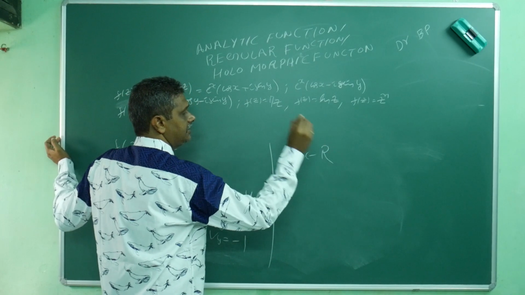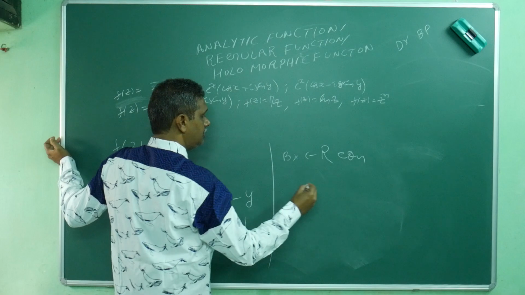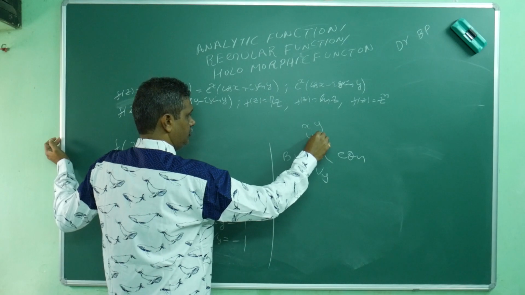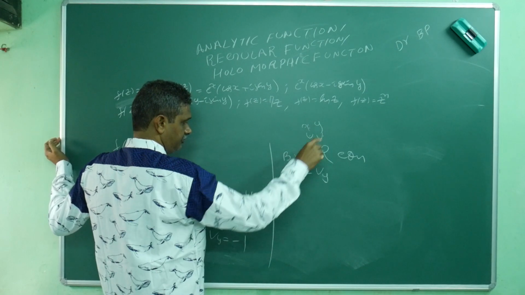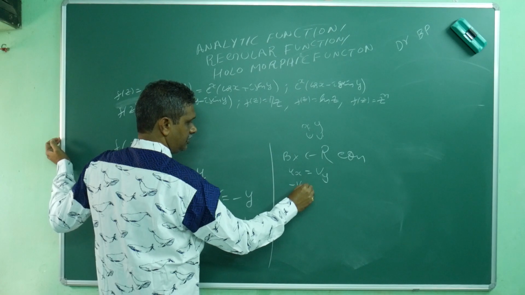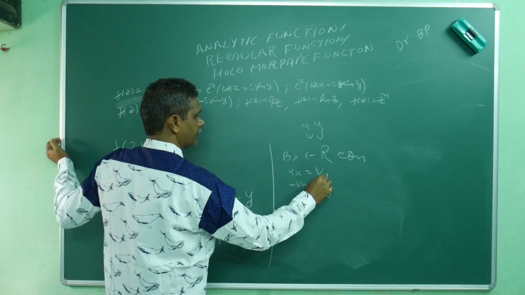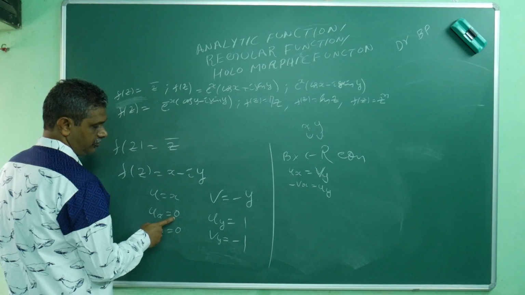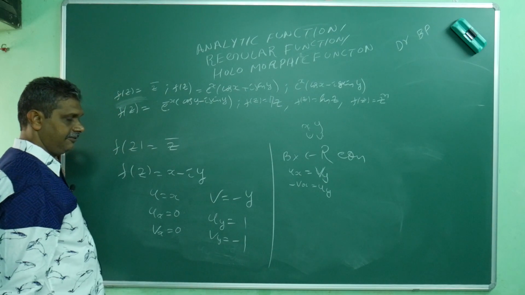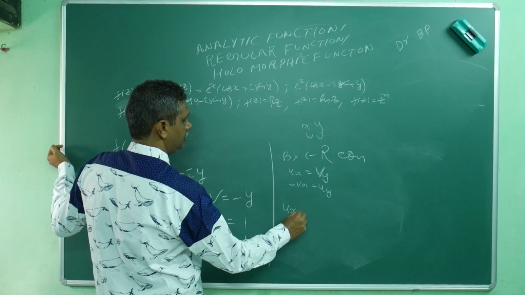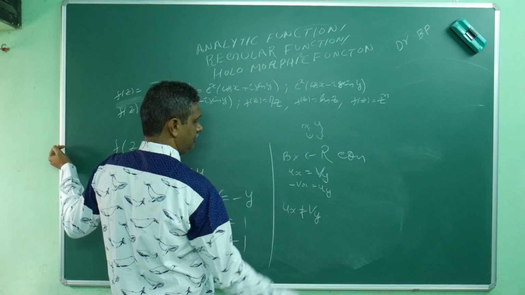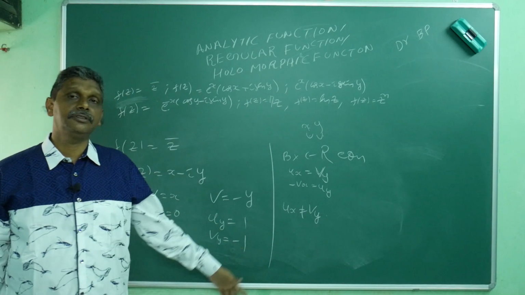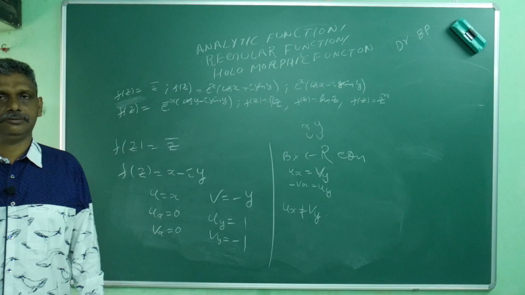By CR equations, CR means Cauchy-Riemann equations. By the CR equations, ux is equal to vy and minus vx is equal to uy. Here ux is equal to 0, vy is equal to minus 1. Here itself it fails, so ux is not equal to vy. Any one condition failing means failure. These two are not equal, so you can say the given function is not analytic.